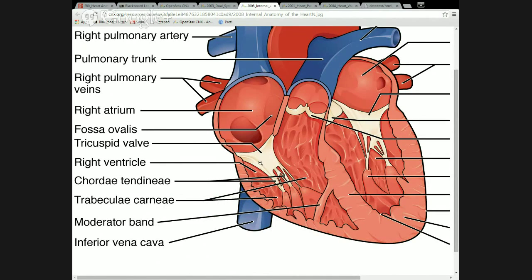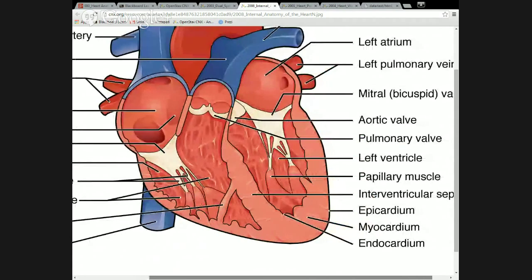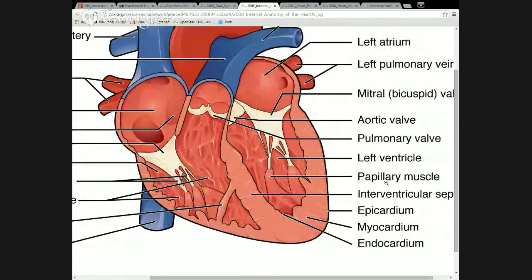There's something obviously different about the AV valves from the semilunar valves in their shape, which is the edges or the cusps of the AV valves are attached to the wall of the ventricles by these tendinous cords. And the Latin term that means tendinous cord is chordae tendineae. And where they're attached to the muscle, these little bumps of muscle here, actually the label's on the other side, right? Yeah, are called papillary muscles.